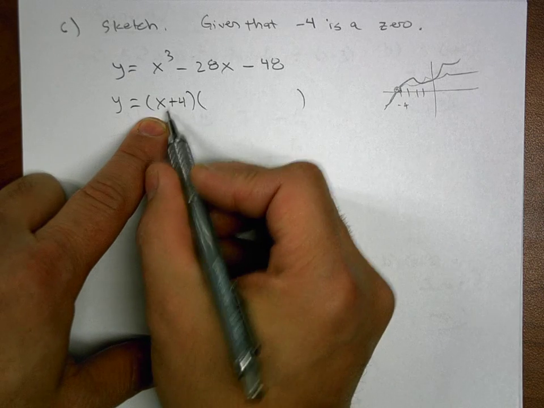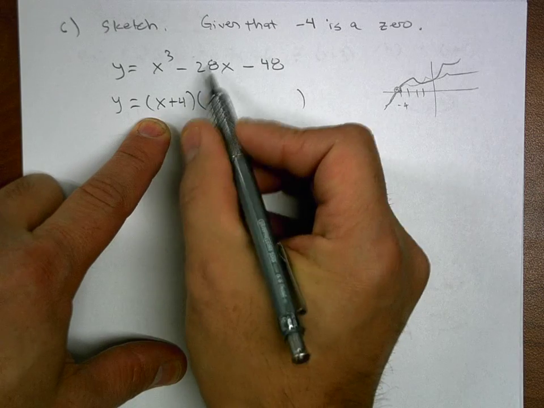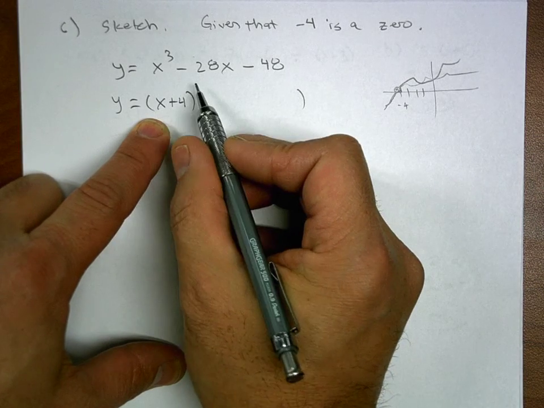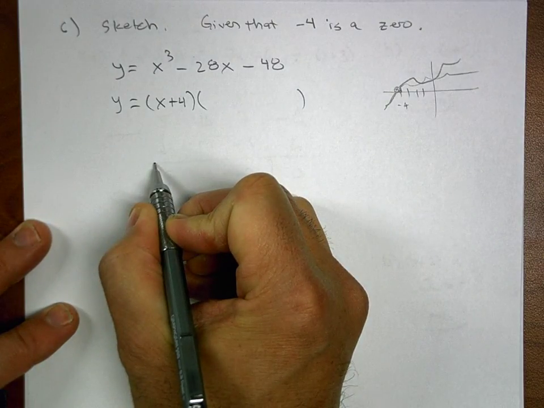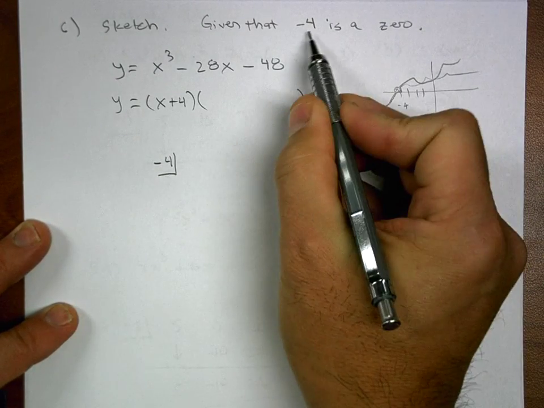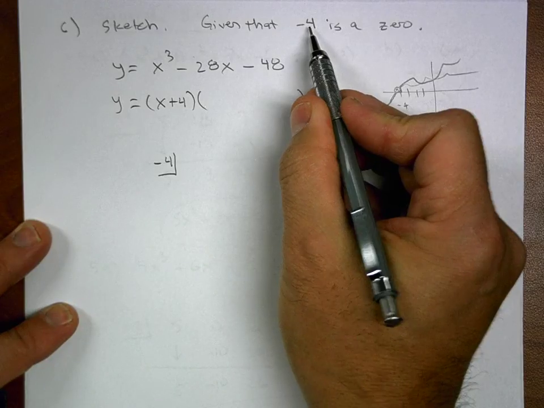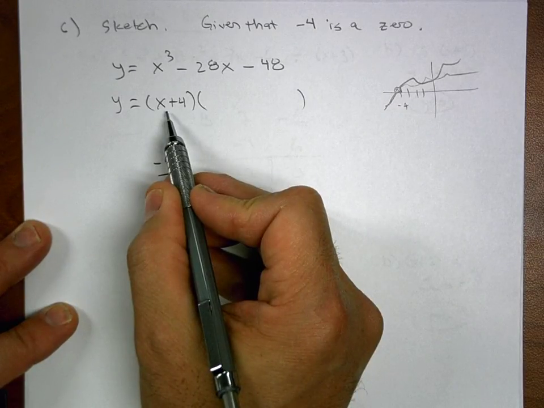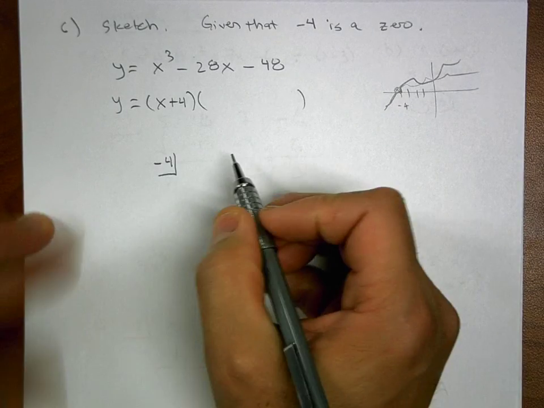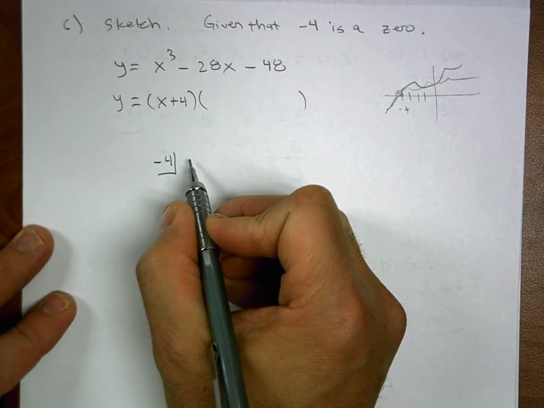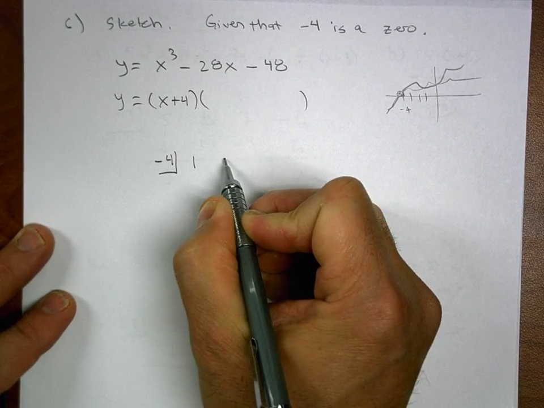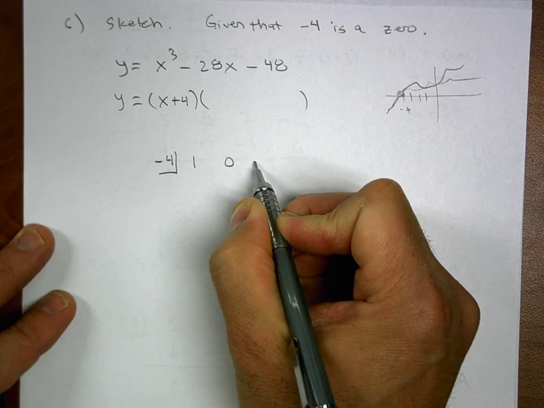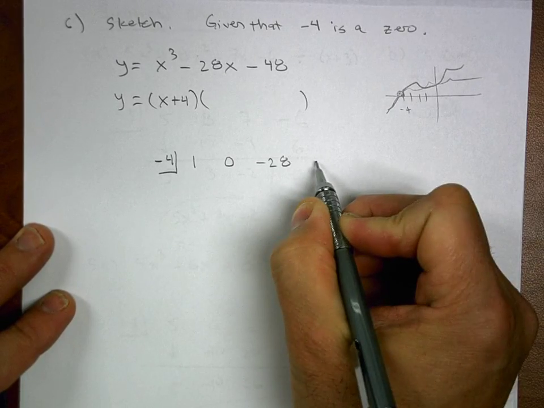Do you want to do long division? Do you want to do synthetic? Synthetic, okay. So what do we put in the box? Negative 4. You put the root. You put whatever makes that zero. Okay, so negative 4 in the box. We'll divide it into that. So what do we have? 1, 0, negative 28, negative 48.